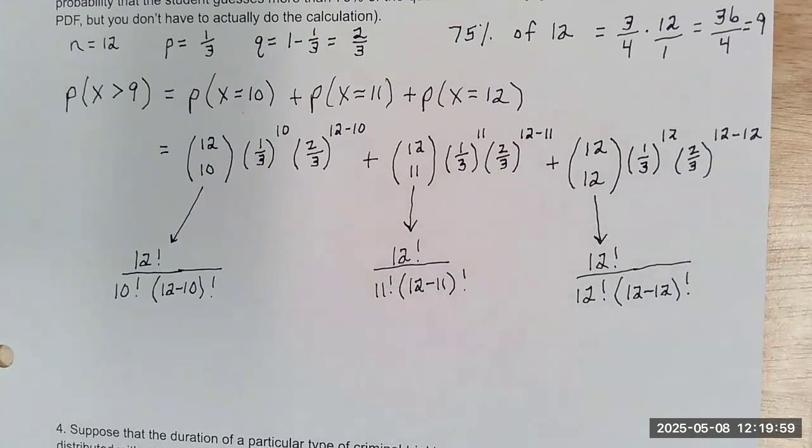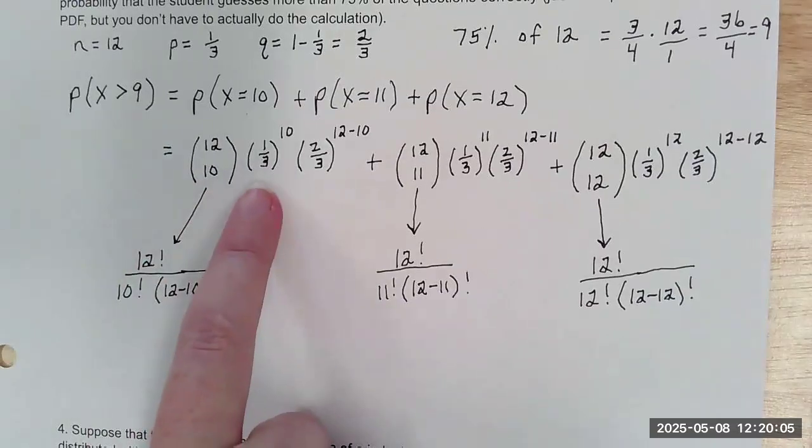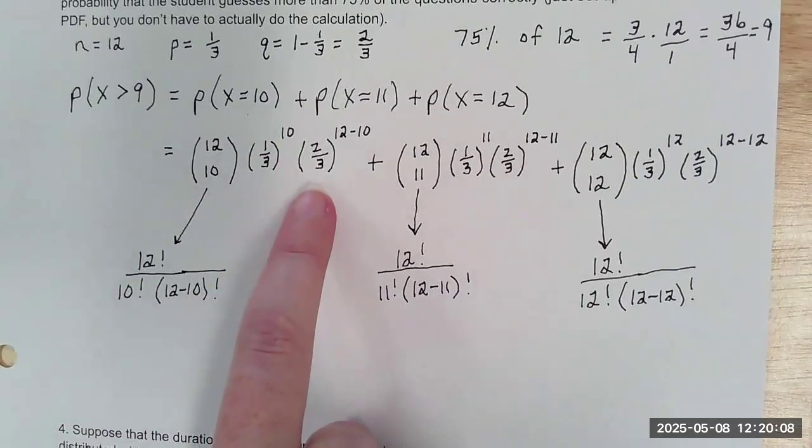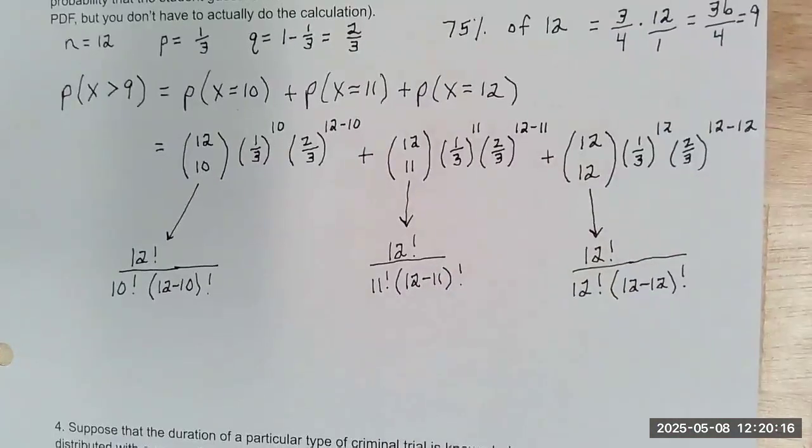And so you could do this one without the table if they actually wanted you to solve it. You'd go through and do that calculation, and then whatever number you'd get, you'd multiply it times 1/3 to the 10th power, and then you'd multiply that by 2/3 to the 2nd power. Then you'd do this calculation, and multiply it by 1/3 to the 11th power times 2/3 to the 1st power.